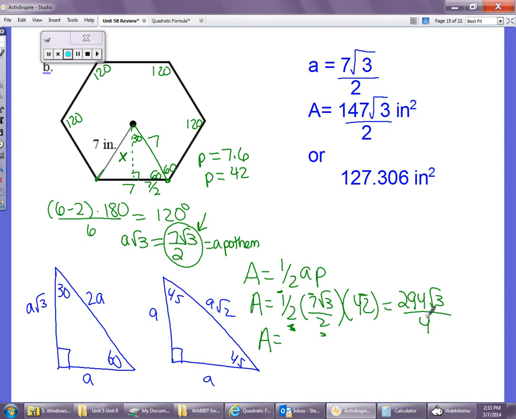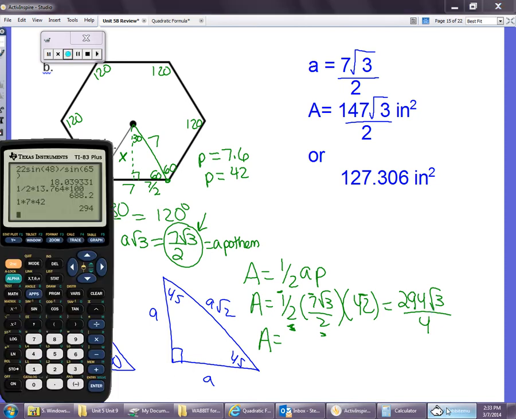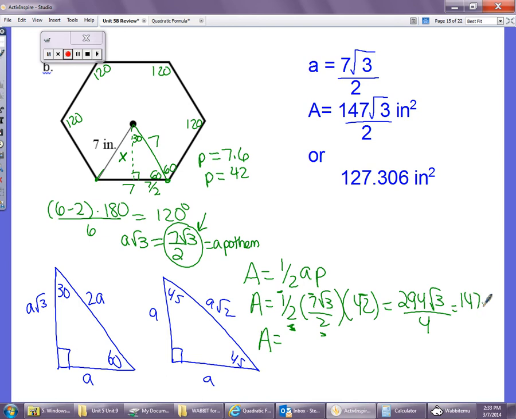Now we know they both end with a 4, so they probably can go by 2s. But what we'll do is 294 divided by 4. Math, Enter. And what that does is it reduces the fraction for you. It reduces it to 147 radical 3 over 2. And that's my area.